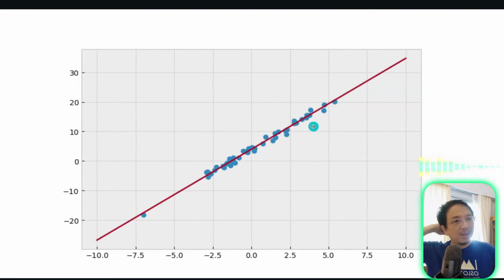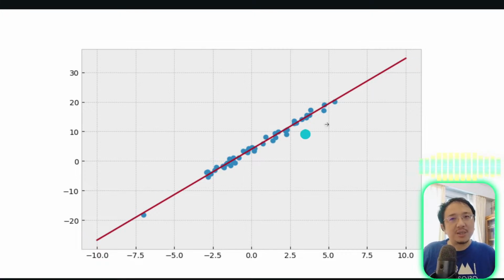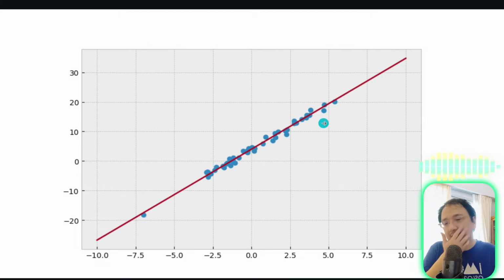This is the prediction, and we apply it to the whole range of like from -10 to 10, to see the ideal result of the model that we just trained and got the parameter for, and compare it. So you can see it is a perfect line, and these blue dots are the data.